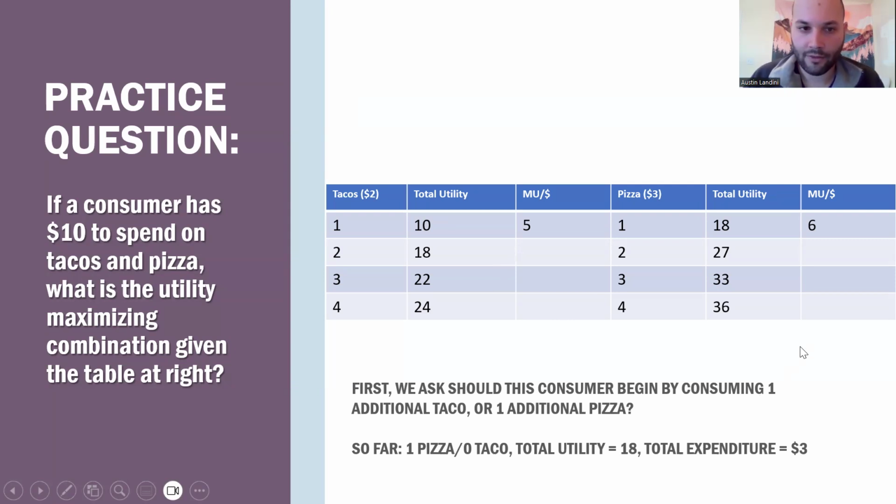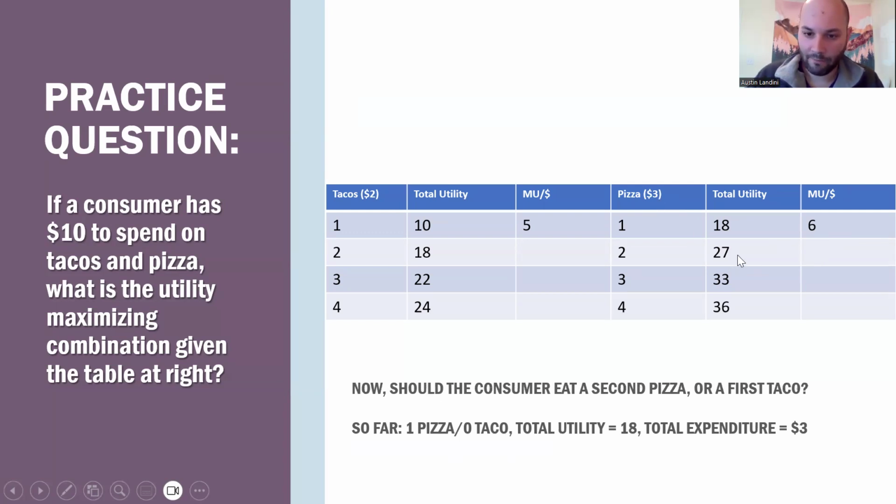Now we can figure out what this consumer should buy next. All right, the consumer can buy a first taco, which would give a marginal utility per dollar of 5, which we just calculated before, or they can buy a second slice of pizza. If they buy a second slice of pizza, they'll go from 18 utility to 27, meaning they'll gain 9 additional marginal utility, right? So 18 to 27 is a gain of 9 marginal utility. It costs $3, so the marginal utility per dollar of the second pizza is going to be 3.